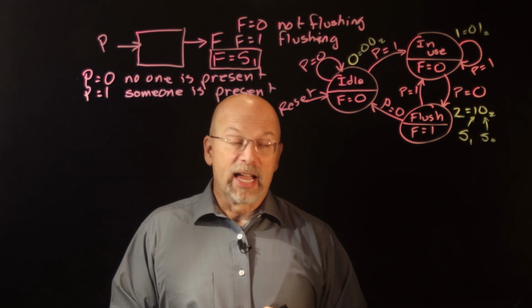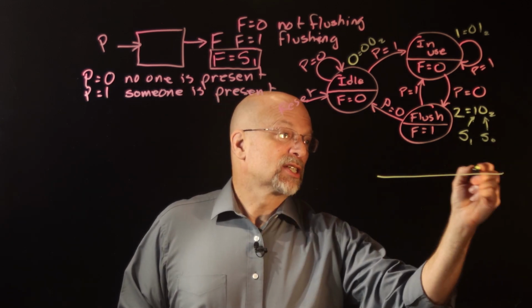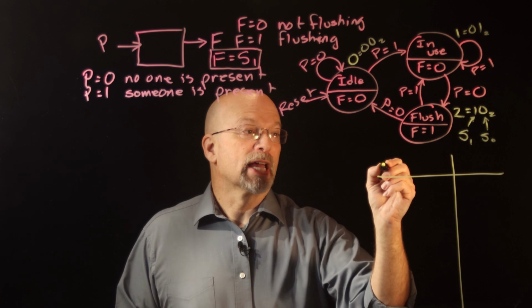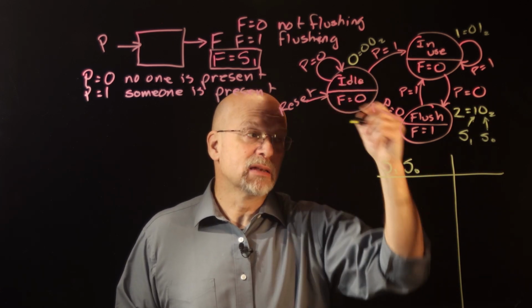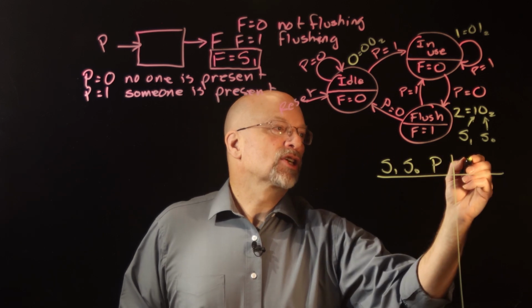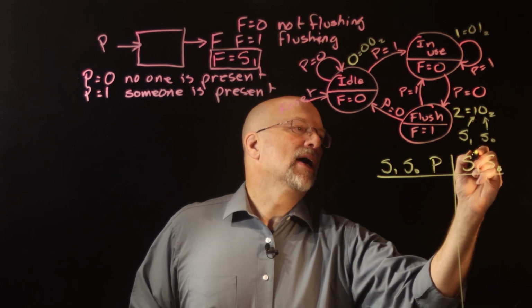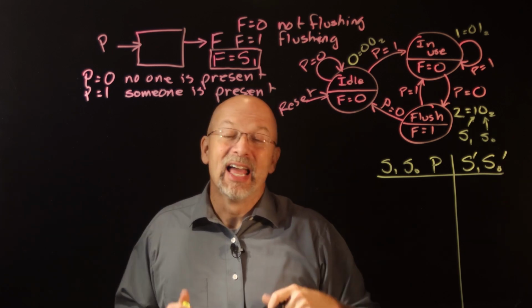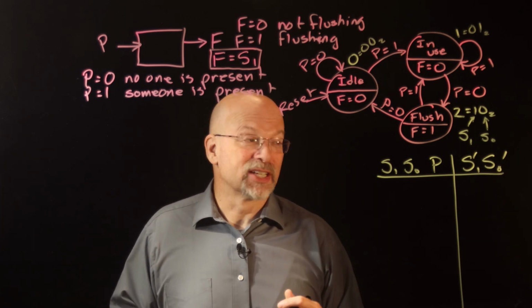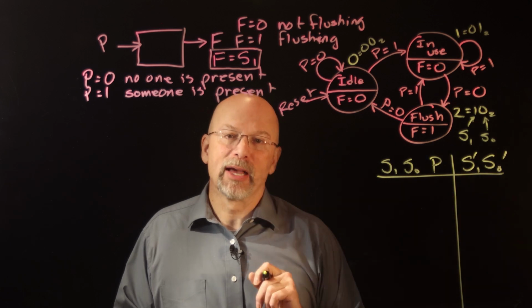All right, let's look at our next state truth table. Now, our next state truth table is going to take the current state, S1, S0, and the input, P. It's going to tell us what the next state is going to be. So that's our S1 prime, S0 prime.